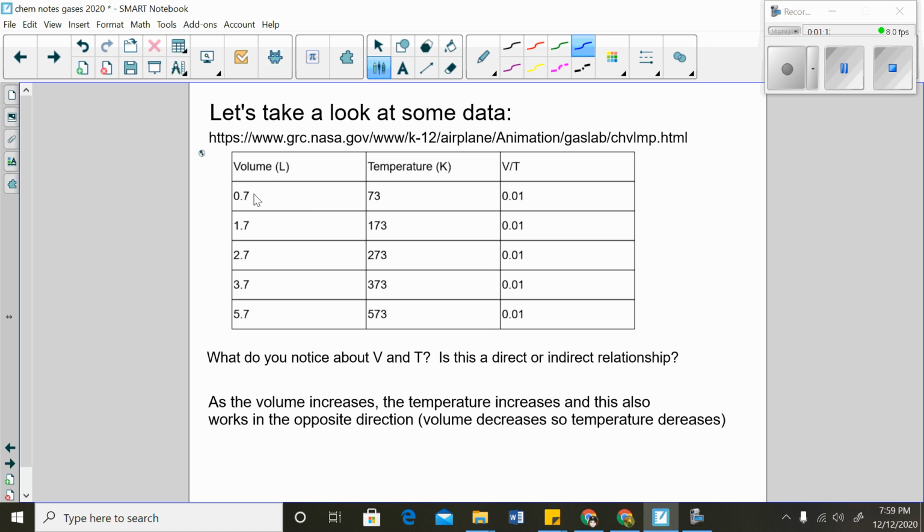What happens to the volume? Well, it went up and up and up. So we increased the volume. What happened to the temperature? Same deal. It went up and up and up. So what does this actually show?